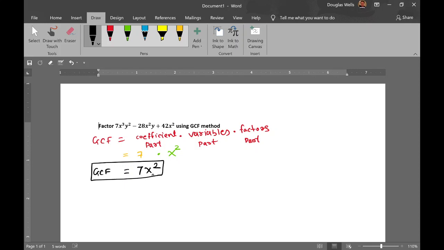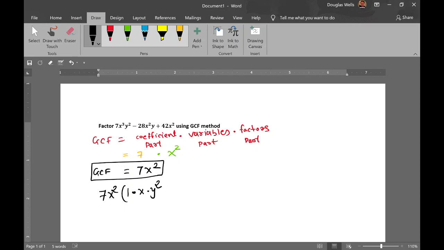Now we will use that to factor the above polynomial. So we're going to factor out 7x squared from each term, and we're going to write the remaining terms inside the parentheses. So let's go for the first term. 7 times what is 7? 1. X squared times what is x cubed? X. And then y squared. That is our first term. Let's go for second term.